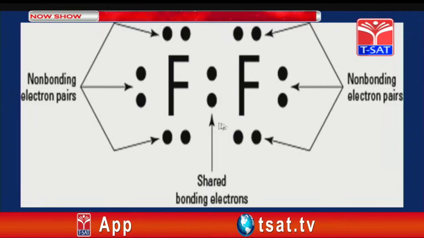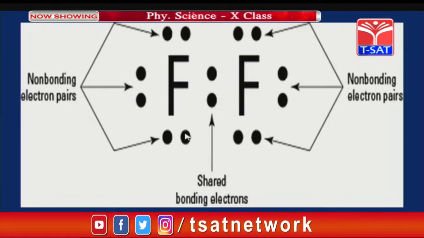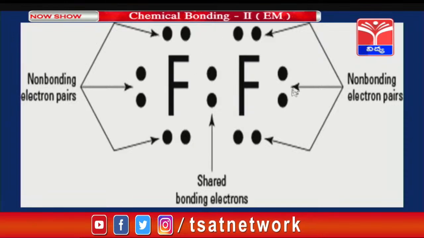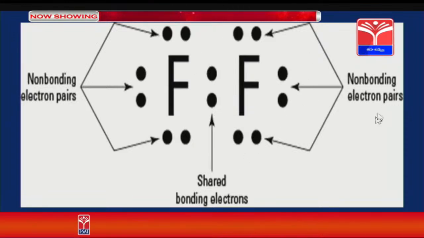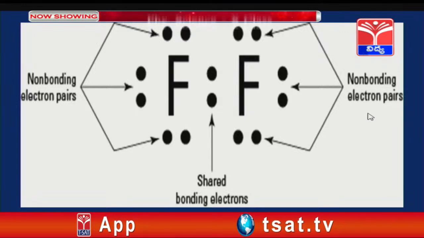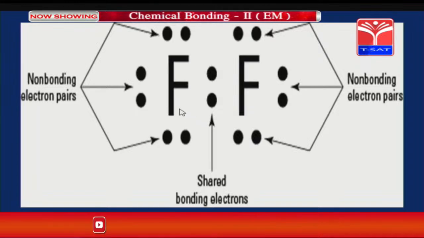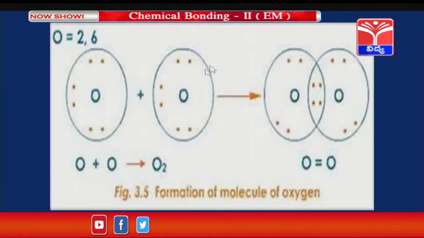The shared pair of electrons is called the shared bonding electrons, and there are 3 pairs of electrons in each fluorine atom which are called non-bonding electron pairs. These non-bonding electron pairs are also called lone pairs of electrons. So, let us see another example, children.